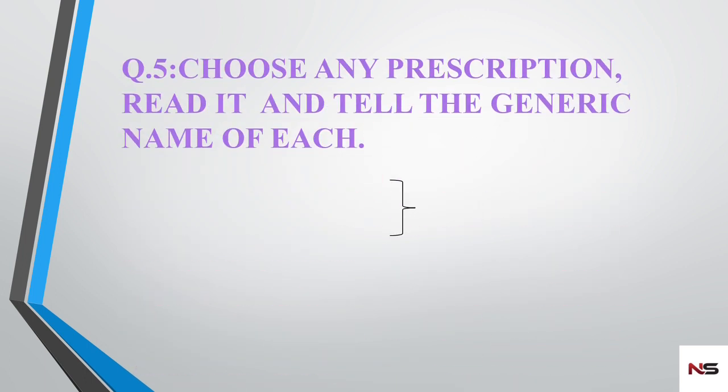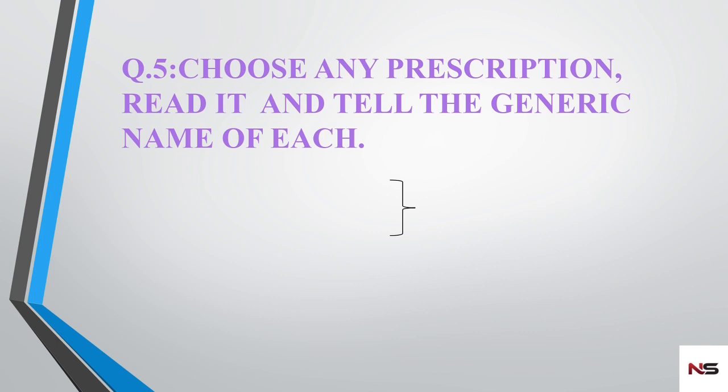Next question was, the Viva panel told the candidate to choose any prescription, read it and tell the generic name of each. When you appear before the Viva panel, in front of you there will be almost 8 or 9 prescriptions. You have to choose any one of them. The remaining questions will be based on that prescription.